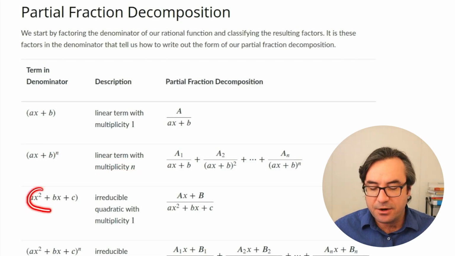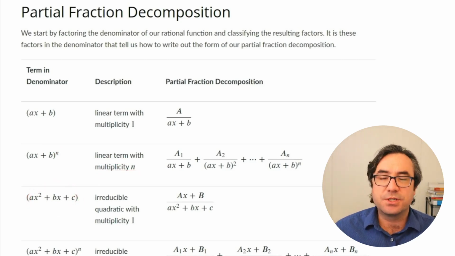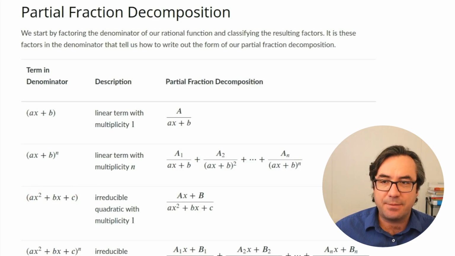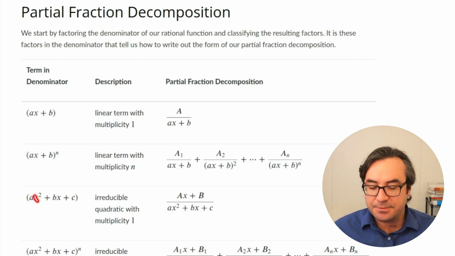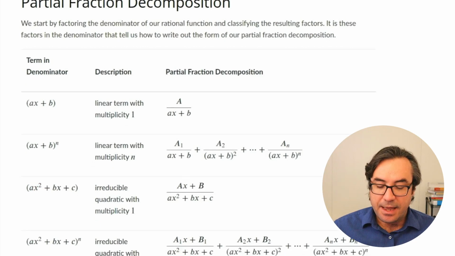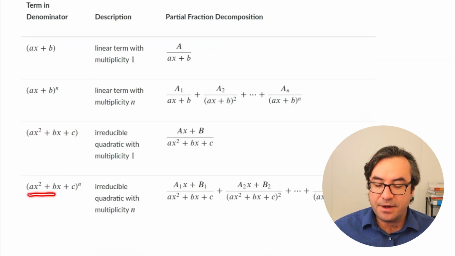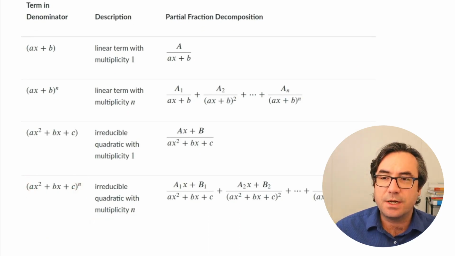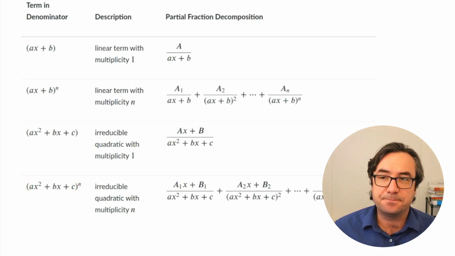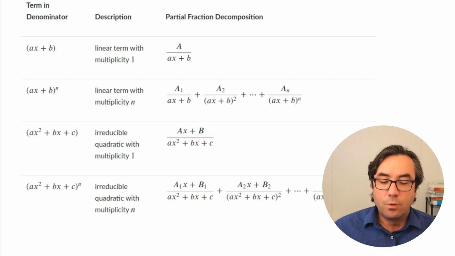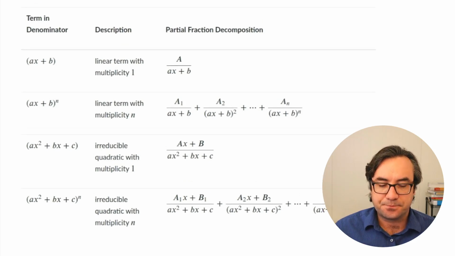We might have an irreducible quadratic term, so something that can't be factored in our denominator. So the highest power there is x squared. Or we might have an irreducible quadratic that's repeated, so it's raised to the power n. So we say that it's an irreducible quadratic with multiplicity n. Today, in this prep video, we're just looking at the linear term with multiplicity 1.